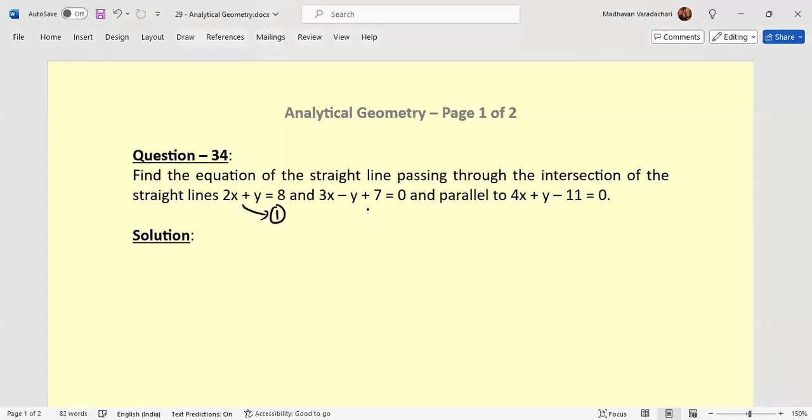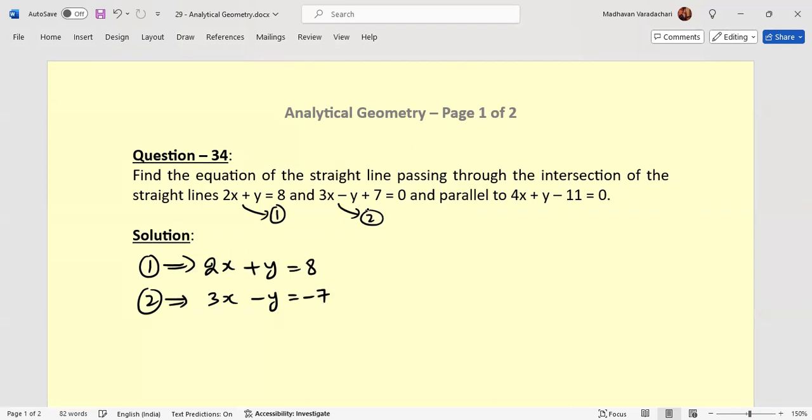This one we will consider as 1, this one we will consider as 2. So we will rewrite 1 as 2x plus y equal to 8. Second equation, we will write it as 3x minus y equal to minus 7. Now, by adding these two equations, 1 plus 2, we can say 5x is equal to 1, or x is equal to 1 by 5.